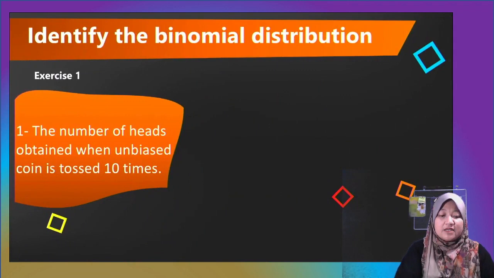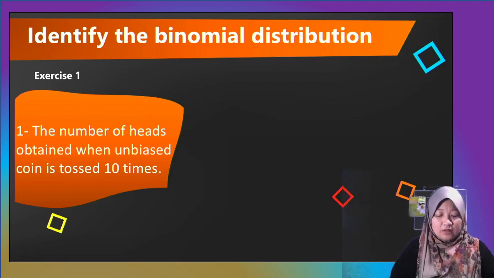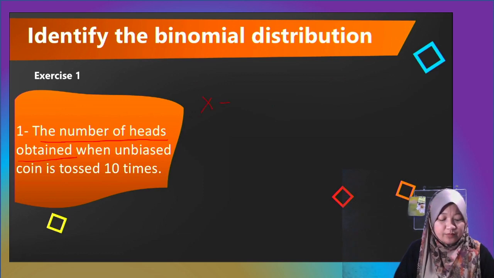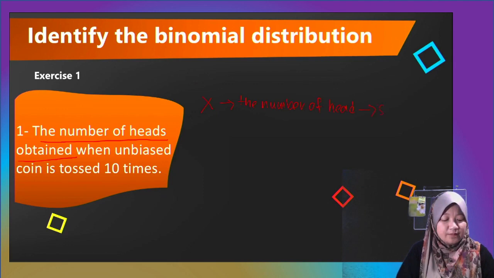Okay, now we look at the first exercise. The number of heads obtained when an unbiased coin is tossed 10 times. So, is this one binomial or not binomial distribution? So, kita lihat soalan. Dia mention the number of heads obtained. So, X is the number of head. Maksudnya ada dua kemungkinan. Kita mendapat number of head. So, yang kedua adalah not number of head. So, we have two possible outcomes. So, this one becomes success event. Right? So, this one is binomial situation.